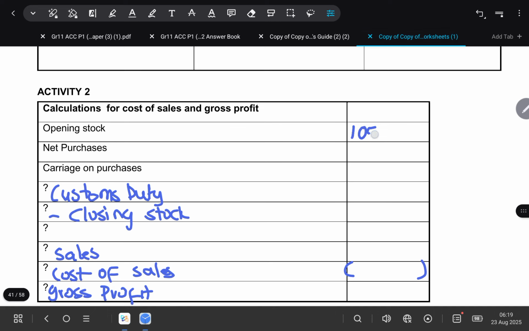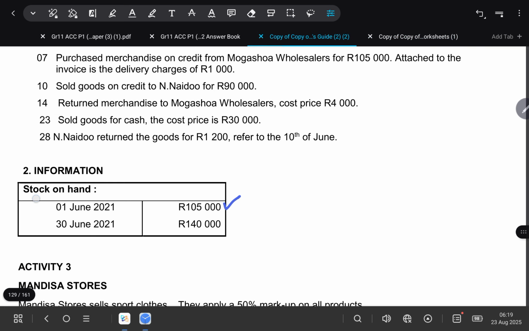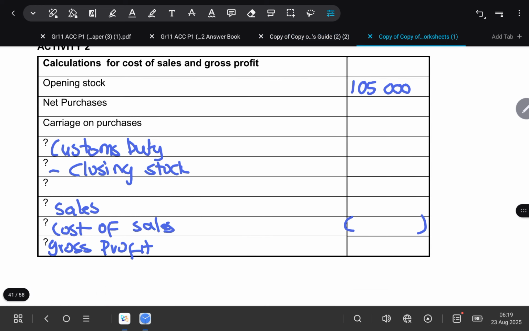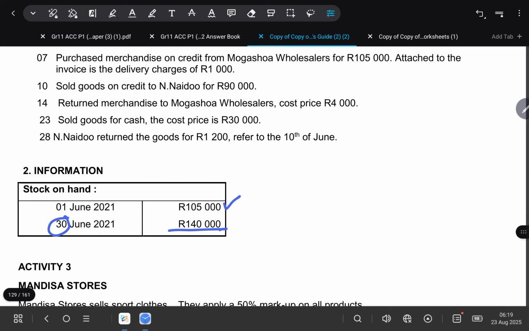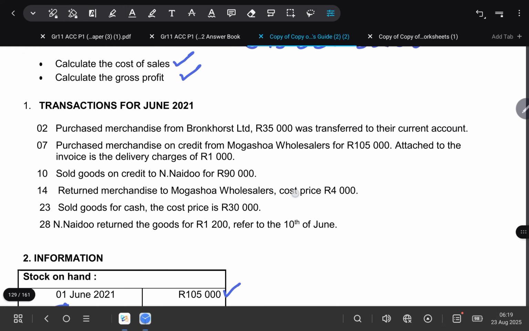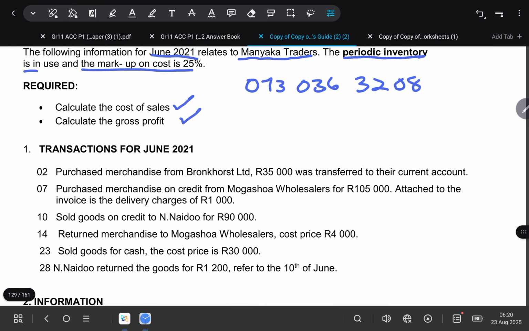So we'll write that 105,000 here, and then we go and record our closing stock at the end of the month, which is 140,000. Remember guys that closing stock should always be subtracted. So our closing stock according to this is 140,000. So you already have 2 marks for doing this little information. Next then, we can go to the transactions that have happened during the year.